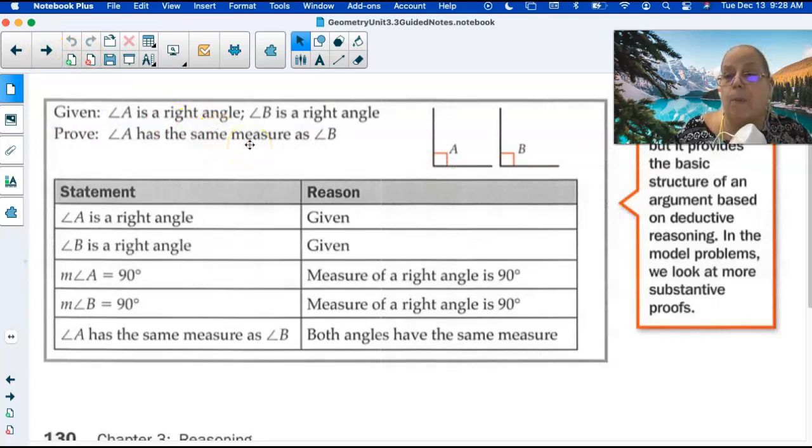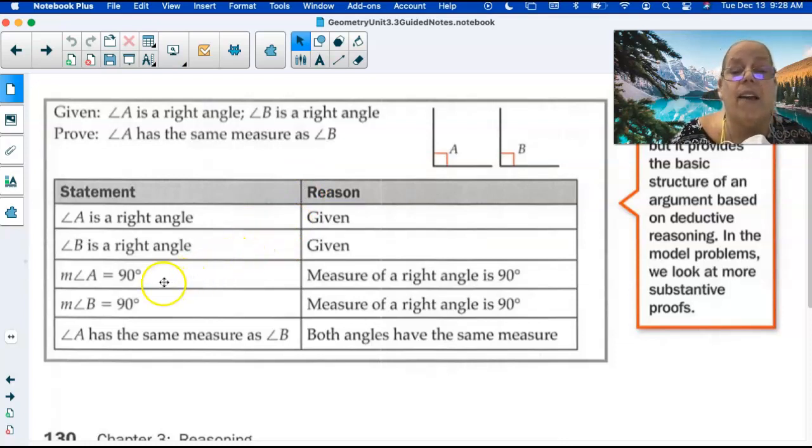And here's a sample proof. Now you notice angle A and B are marked with this little square. That means they are 90 degrees. We good so far? Okay, so statement, angle A is a right angle. How do we know that? It's in the given. And if it's in the given, you have to accept it as truth no matter what. Angle B is a right angle, in the given. Could you put these two in one sentence? Yes, absolutely. I often do that.